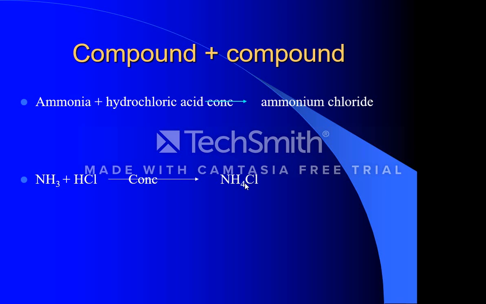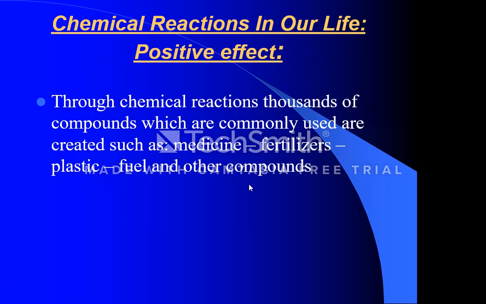And here is a question, give reason, very important one. When adding ammonia to hydrochloric acid, white fumes are formed due to the formation of ammonium chloride, and you should write the chemical equation. So here we have NH3 plus HCl give us NH4Cl. Okay, this is the last type of reaction.